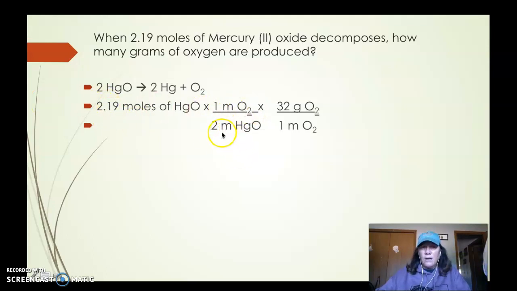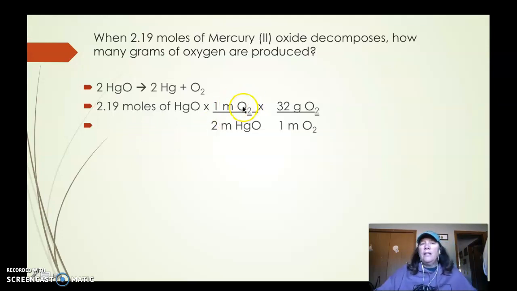Okay, so I change it to moles. All I did here is use my mole ratio from my balanced equation. So I put my moles of HgO on the bottom and my moles of what I'm trying to find, oxygen, on top. This is a 1 and this is a 2. So if you start with moles, your first conversion is just the mole ratio. Don't change it to grams because then you've got to change it back to moles. You're actually adding 2 steps if you do that.